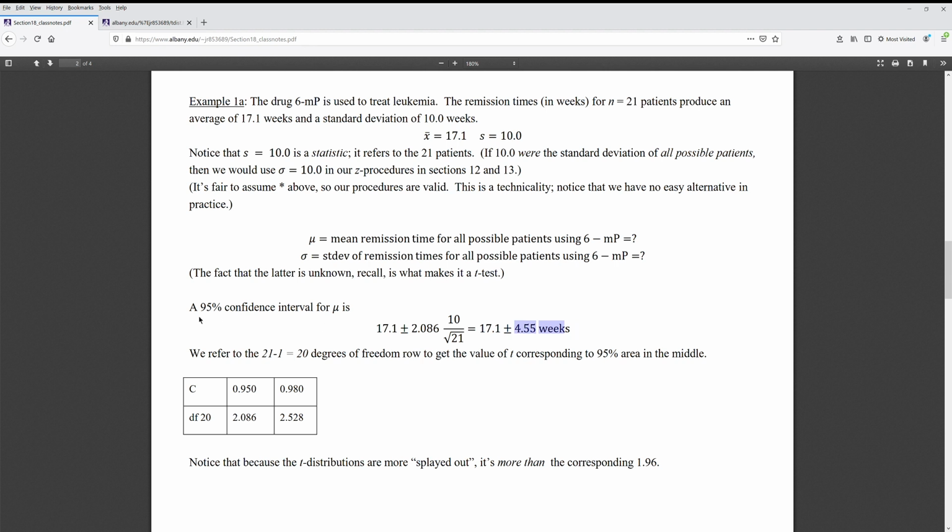Provided our sample is one of the 95% most typical we could have gotten, the average remission time for all patients must be between the walls. Unless our sample is among the 5% most unusual we could have gotten, the average remission time for all patients must be between the walls. As always, you can't assume anything. You're simply playing the odds.